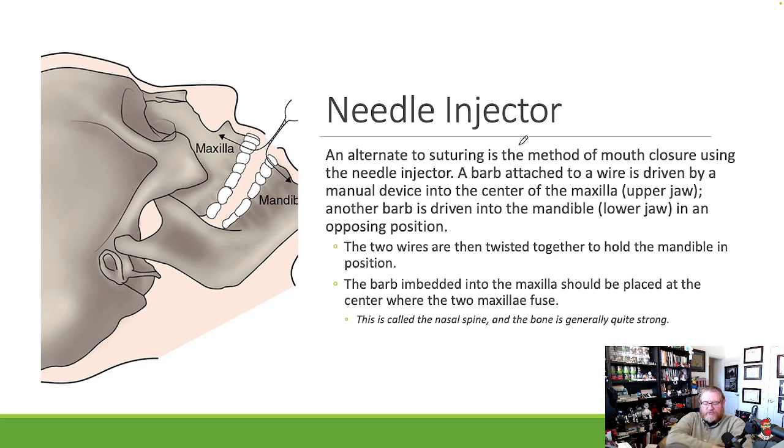So an alternative to suturing is using a needle injector. A barb attached to a wire is driven by a manual device into the center of the maxilla, or the upper jaw. Another barb is driven into the mandible in an opposing position. The two wires are then twisted together to hold the mandible in position. The barb embedded into the maxilla should be placed at the center where the two maxillae fuse. This is called the nasal spine, and the bone is generally quite strong.